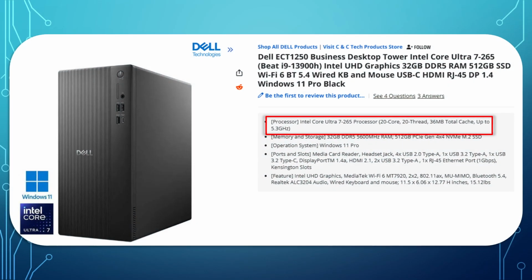If you're shopping around, processors will sometimes be listed by name and model. In this case, we're looking at an Intel Core Ultra 7. You might see something about a core. In this case, there are 20 cores.